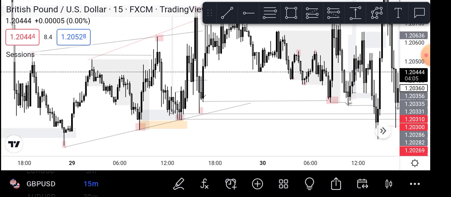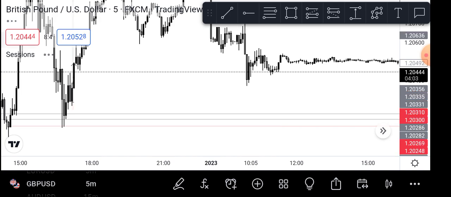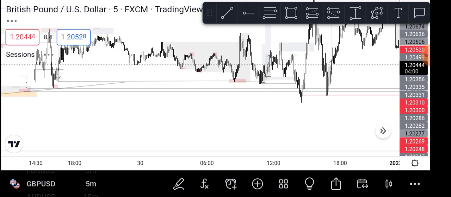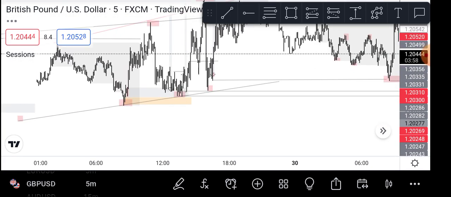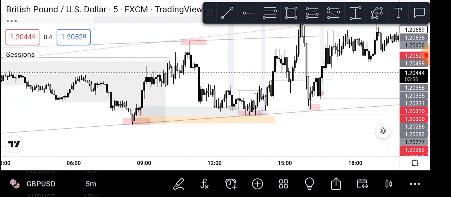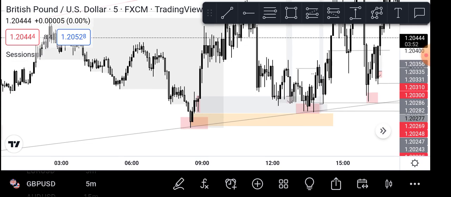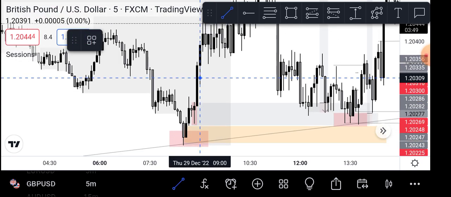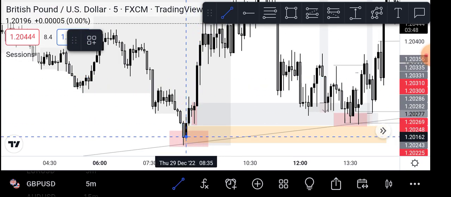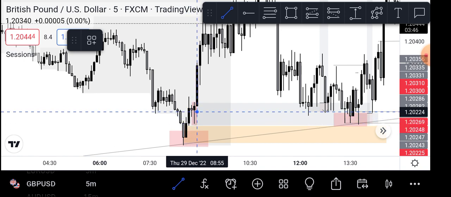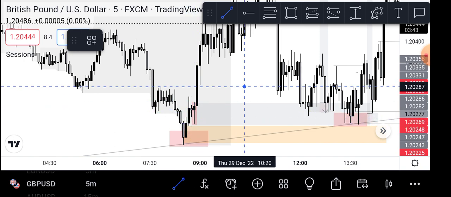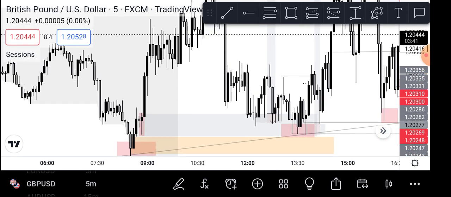But on the lower time frame, like the 5 minutes, you can see this candle. This is a zone too, but you can see this candle took liquidity, so you can also mark it. Then wait for price to come there.